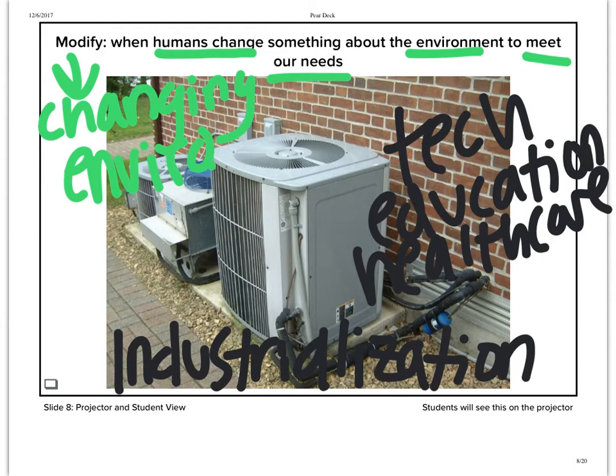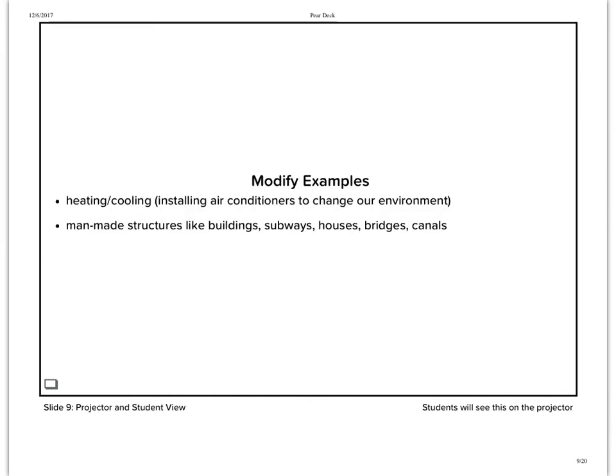Industrialization is technology, manufacturing, producing stuff. If you drive around, you see factories around in Delaware. That's industrialization. Industrialization is what really shifted us from just adapting to our environment to now modifying it. So now as humans in our society, we modify our environment all the time. And here's some examples. In your extra notes, you could be putting this.